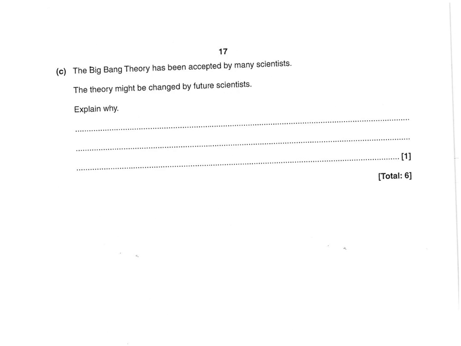The final question: the Big Bang Theory has been accepted by many scientists. The theory might be changed by future scientists. Explain why. So just 1 mark here. Any one of these, you could say that only current evidence is explained. You could say that further research is done, so new evidence may be found in the future. Or you could say technological advances, so advances in the equipment that we use.